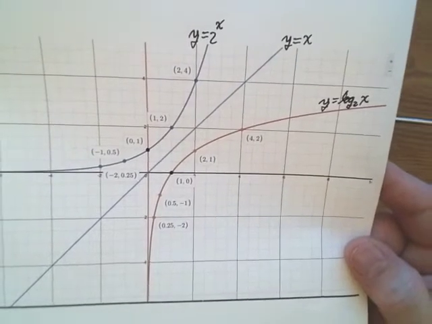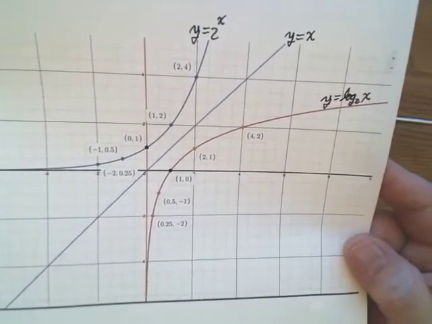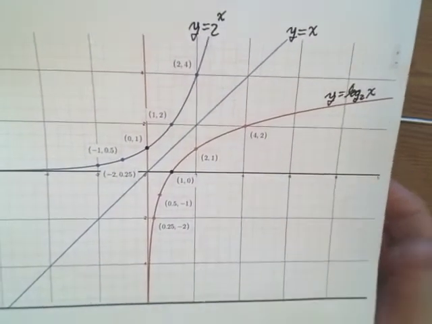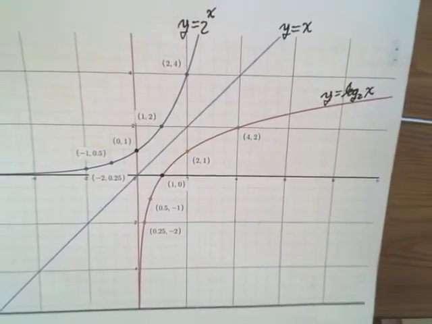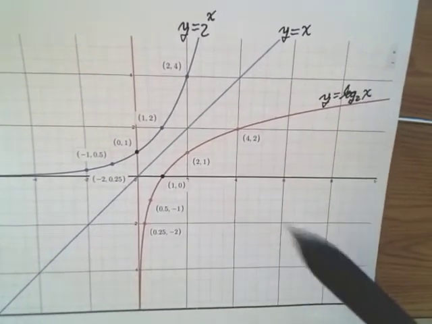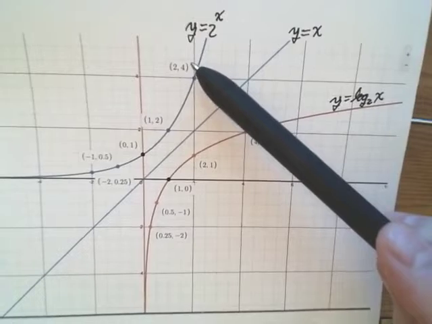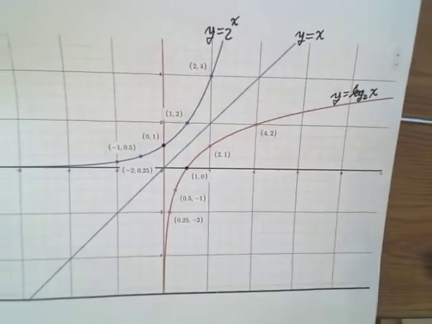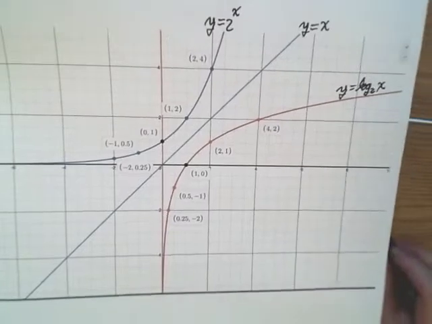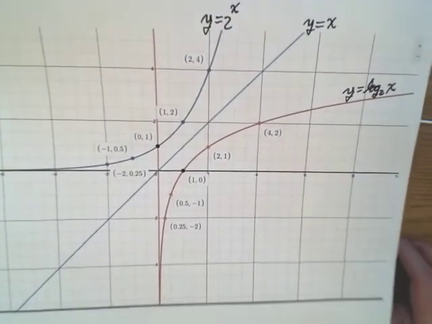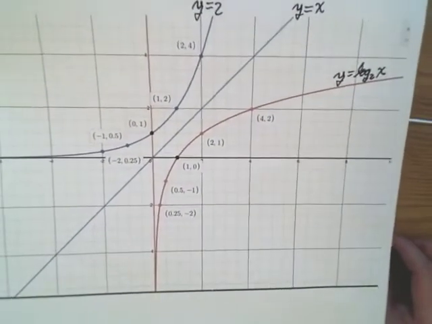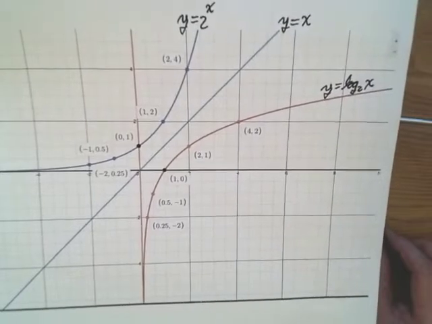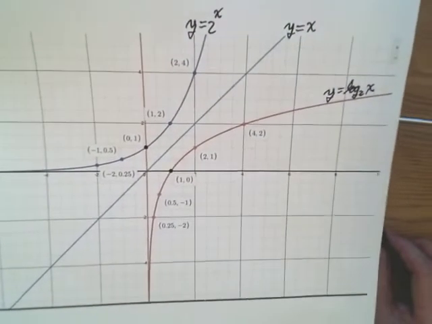I also threw in the line y equals x. Do you remember that graphically you can get the inverse of a one-to-one function by taking the graph of it and what? Reflecting it across the line y equals x. Well, if you look at these two graphs, they indeed look like what? Reflections of each other across the line y equals x, illustrating that they are indeed inverse functions.